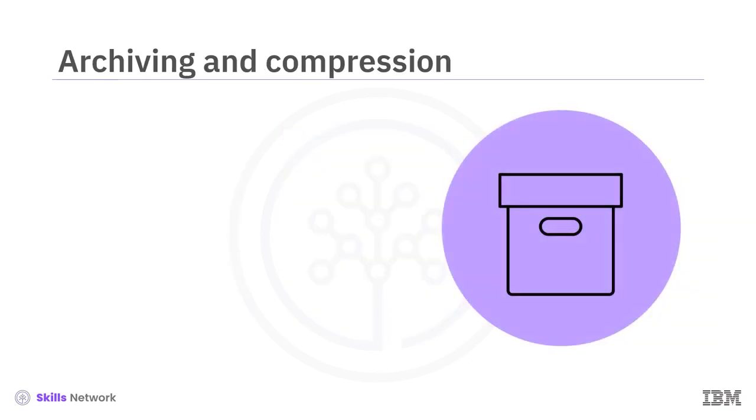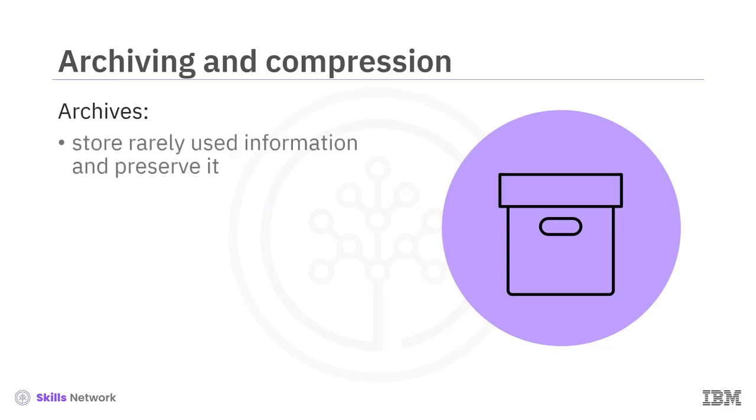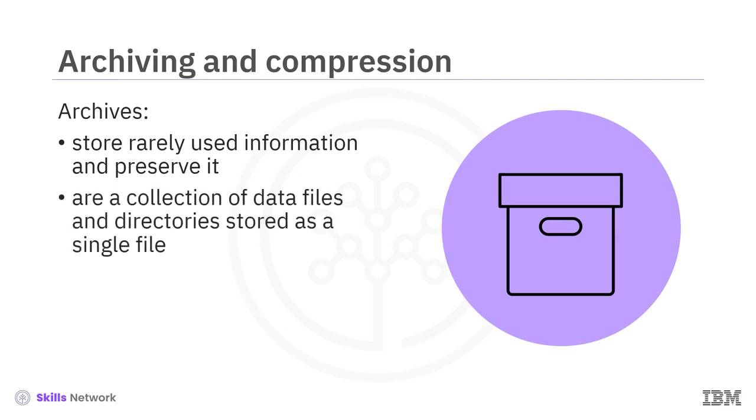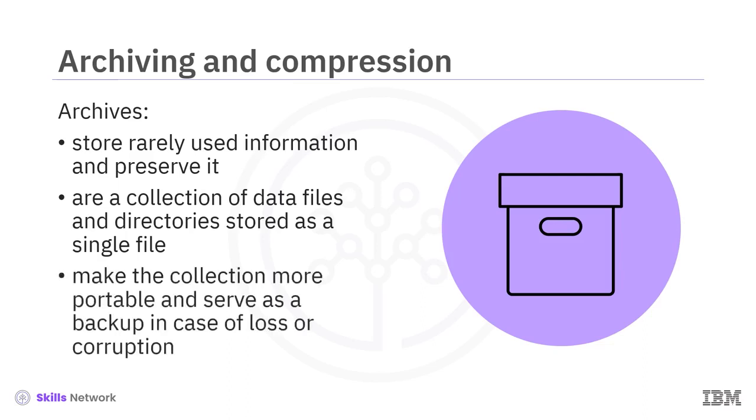Archiving and compression are distinct processes which are usually combined. Archiving is the process of storing information that you don't use regularly, but want to preserve. An archive file is a collection of data files and directories that are stored as a single file. Archiving makes the collection more portable and serves as a backup in case of loss or corruption.